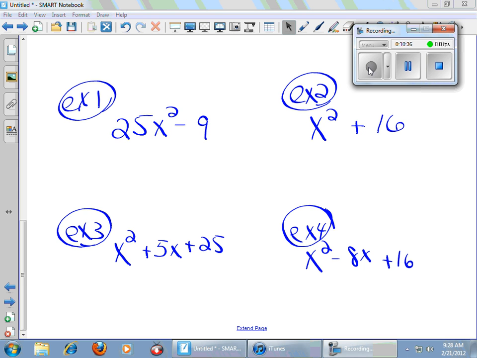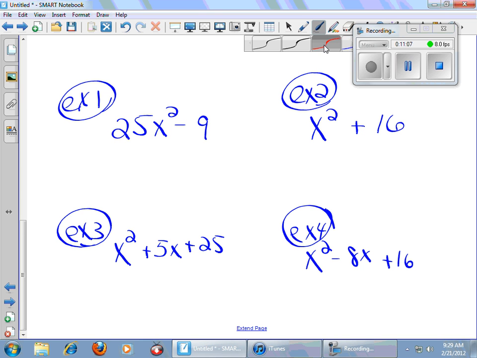Okay, take a look at these 4 examples here. Your job is to decide, are they differences of perfect squares, perfect square trinomials, or neither? Okay, the neither ones we won't factor yet. We're going to assume we don't know how to, or that they can't be factored. And then the other ones you need to factor. So go ahead and pause the video and you decide what they are. When you've unpaused, I will assume that you want to know the correct answers.